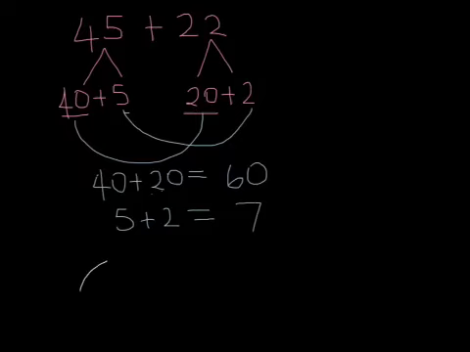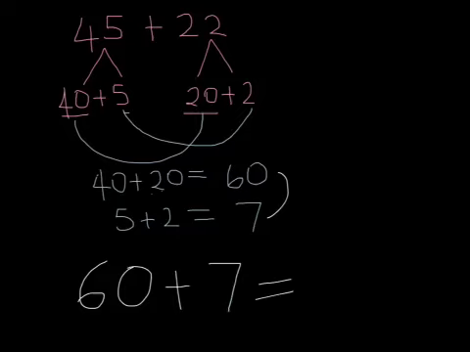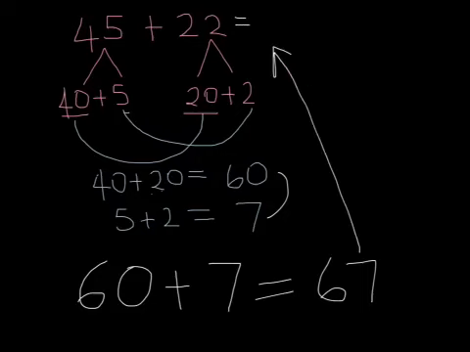Then I'm going to add those two together. 60 plus 7 equals 67. So that's my answer, 67. And it's all from breaking numbers up. You try the next few.